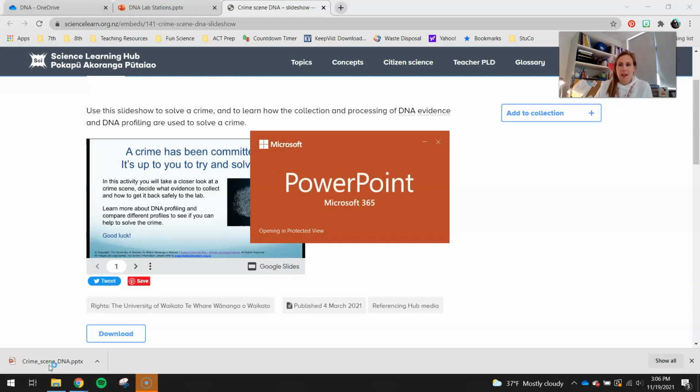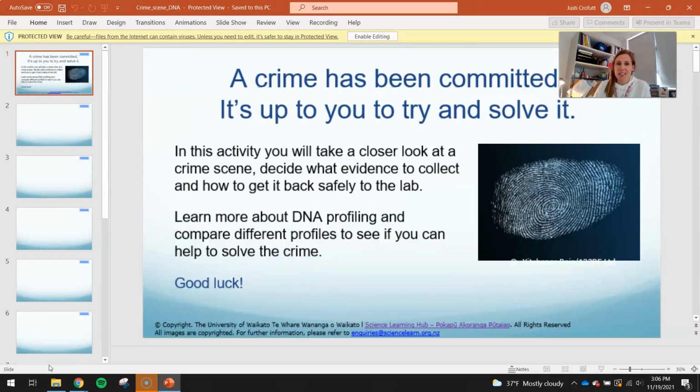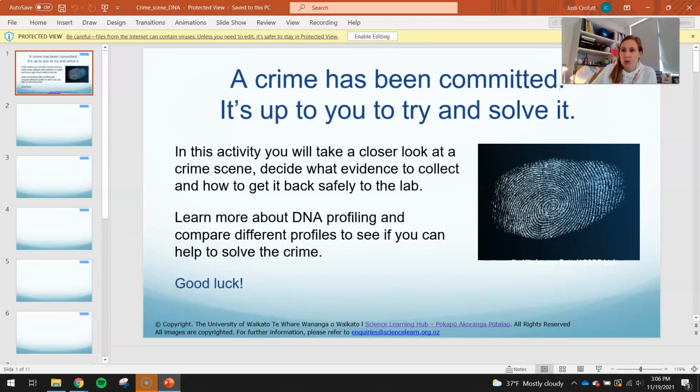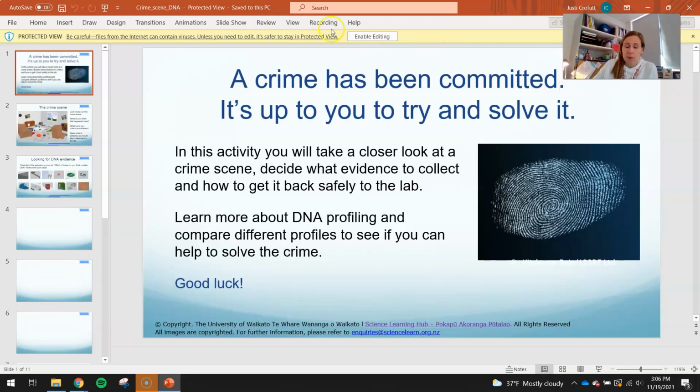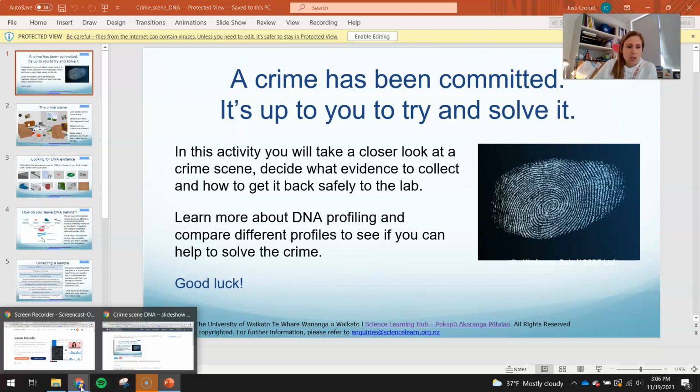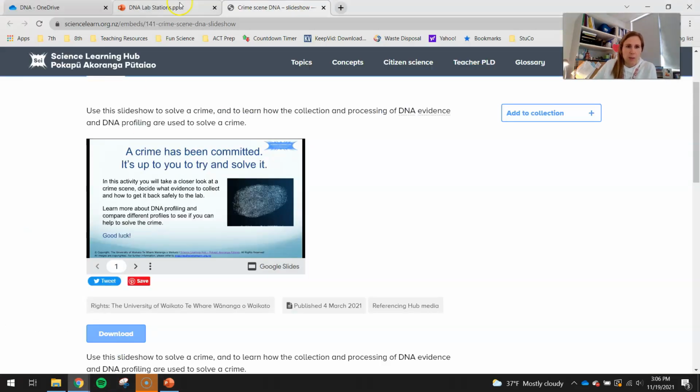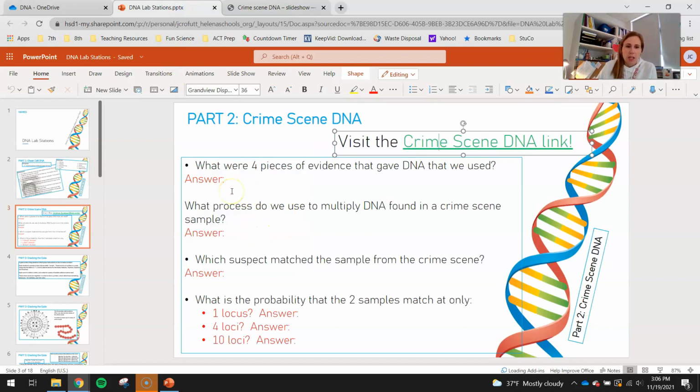Basically, you get to look a little bit into how detectives and forensic scientists use DNA to figure out who maybe committed a crime if there's any DNA evidence that's left behind at a crime scene. So before we move on to this, let's just take a look at some of the questions you're going to answer. Okay, what were 4 pieces of evidence that gave us DNA? There are a lot of things that we can use as evidence, but not everything can give us DNA to use as evidence. So that's the first question for you.